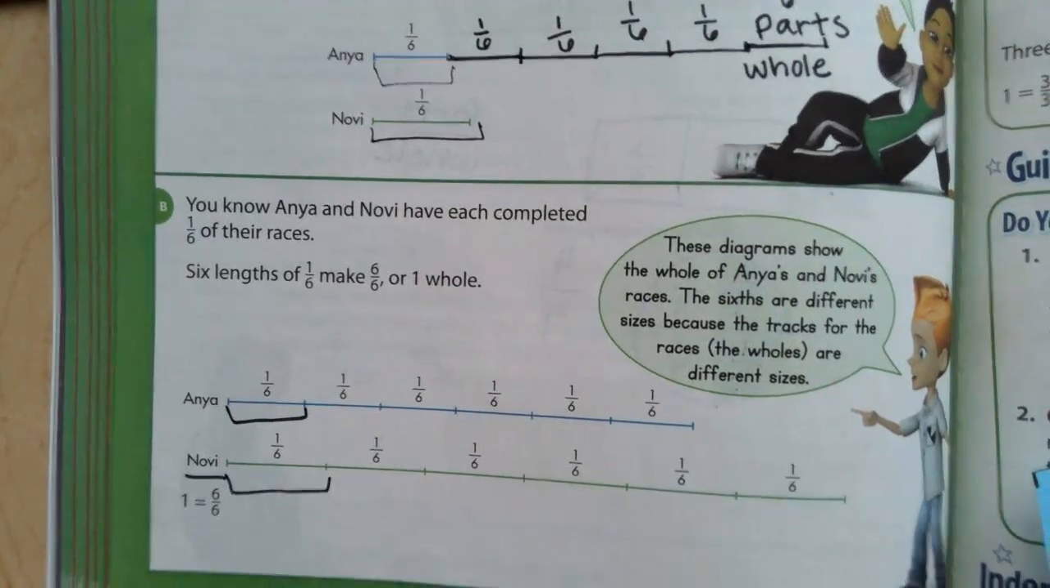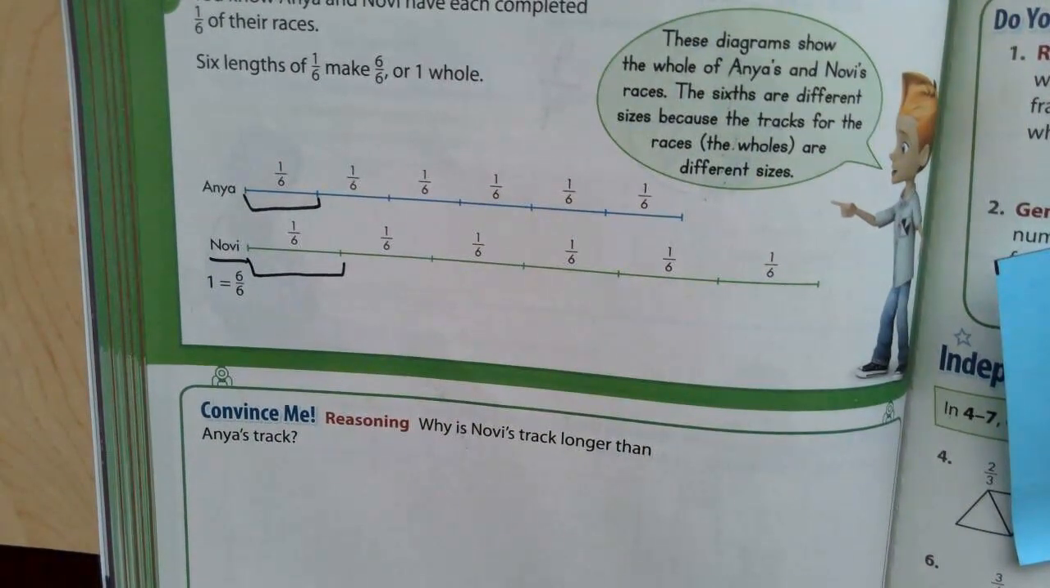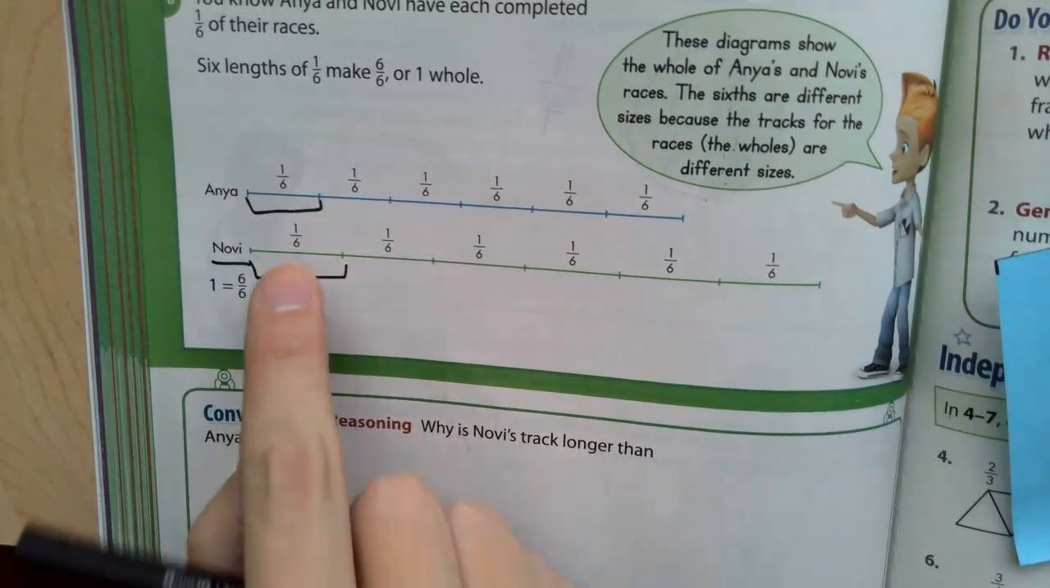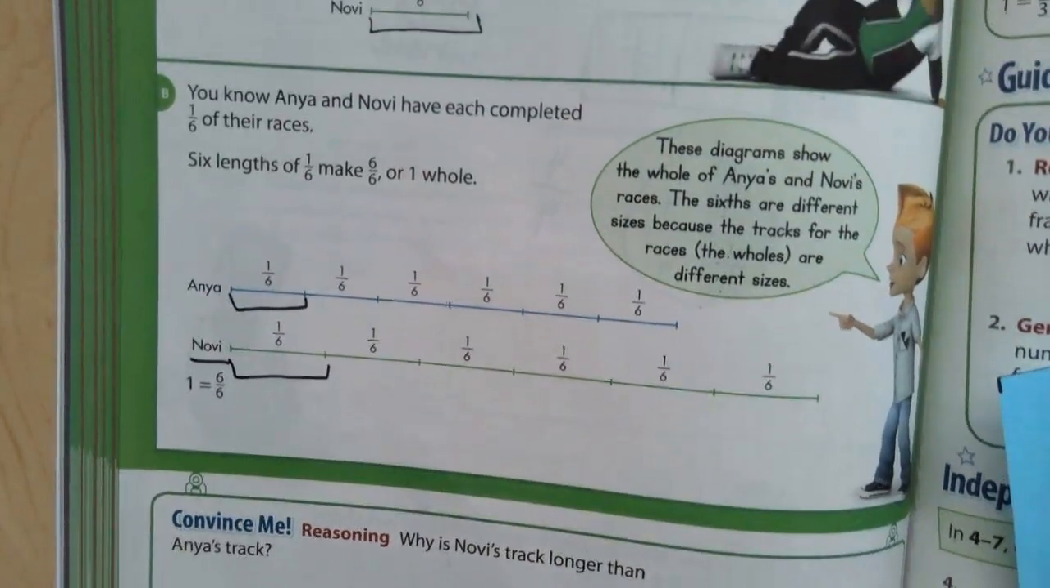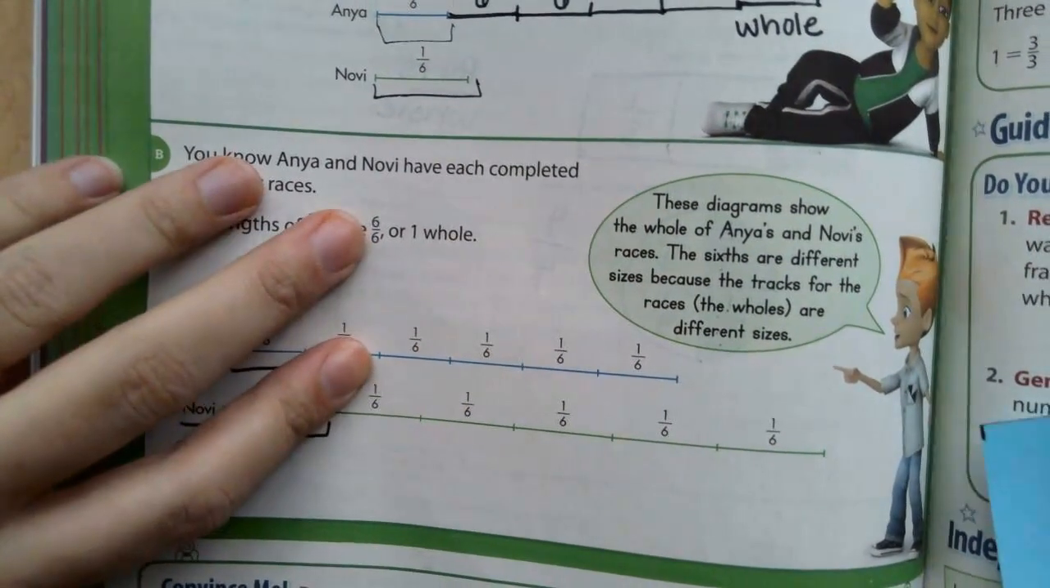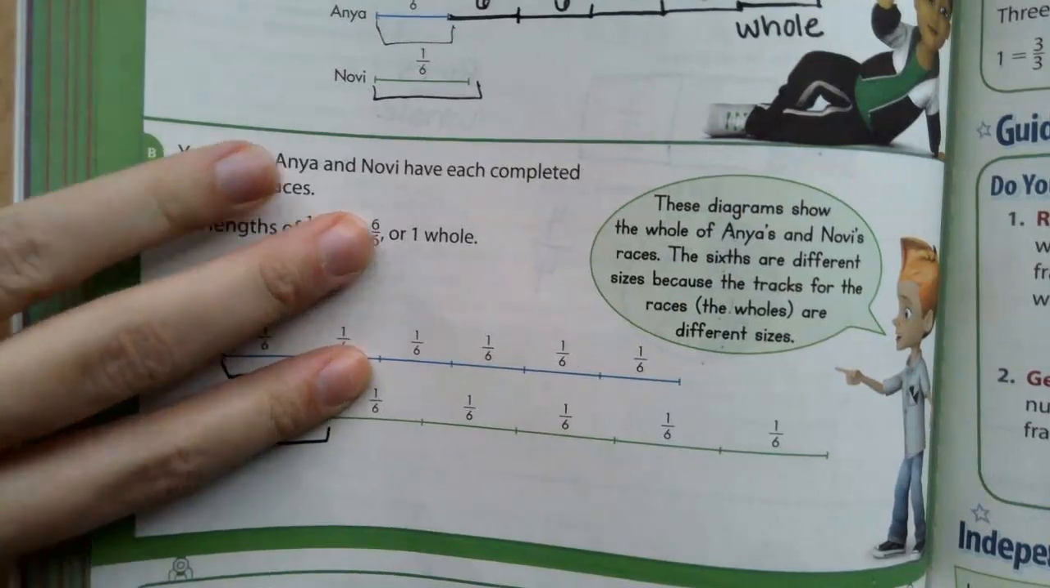Go ahead and answer the bottom question. Convince me, why is Novi's track longer than Anya's track? Look at the unit fractions to help you. Moving on to the next page. Pause the video so you can finish that convince.